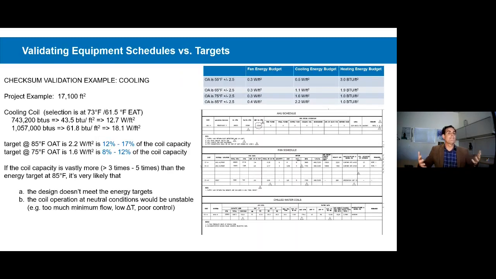But even if you have an energy model and you do the energy model, you still have to look at the equipment schedules and make sure the equipment can meet those energy targets. And so let's take a look at some examples.